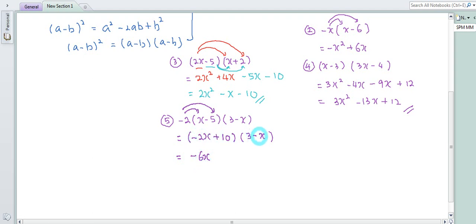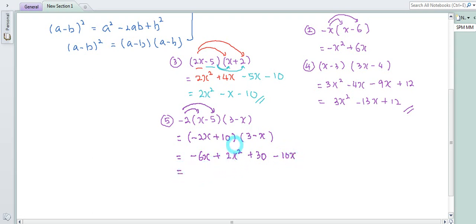Negative 2x times negative x, you get positive 2x squared. Okay, now we focus on positive 10. Positive 10 times 3, you get positive 30. Positive 10 times negative x, you get negative 10x.